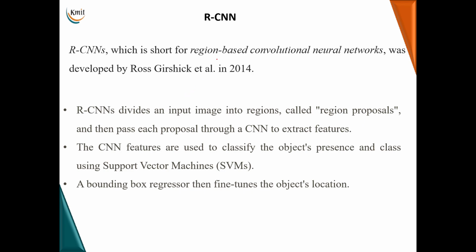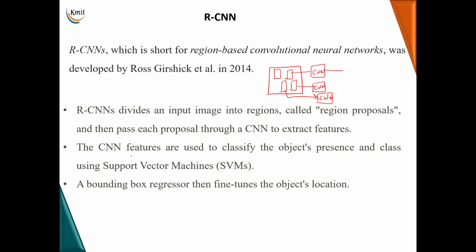It is short for region-based convolutional neural networks, which was developed by Ross Girshick in 2014. RCNN divides an input image into regions called region proposals and then passes each proposal through a convolutional neural network to extract the features. So this is my image. RCNN will extract the region proposals from the given image, and each region proposal or region of interest will be given as input to a CNN for extracting the features. As I have 4 region proposals, I will be using 4 convolutional neural networks to extract the features.